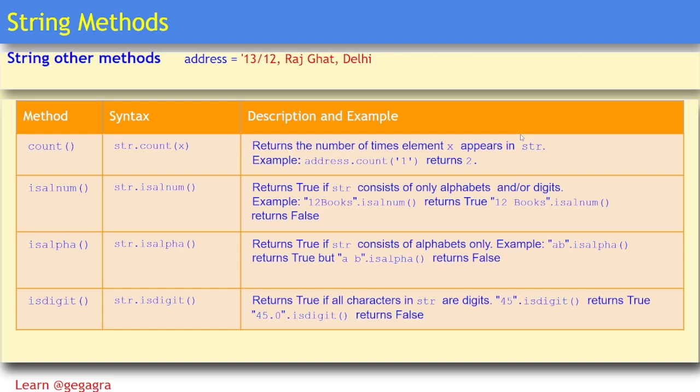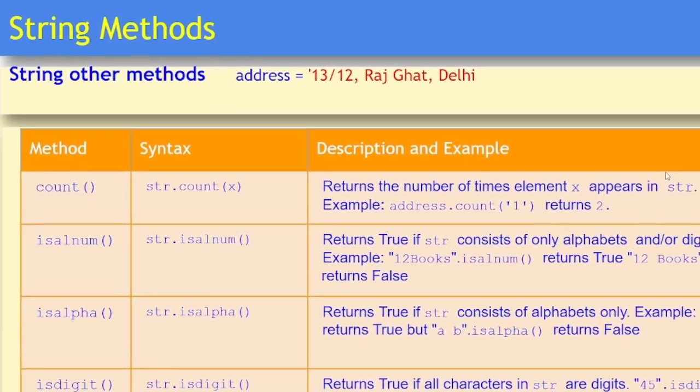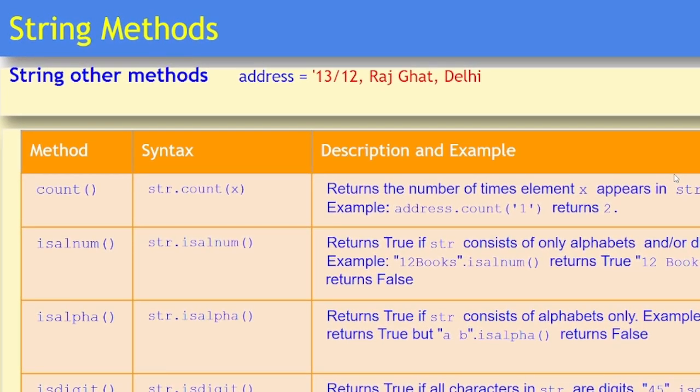The first function I'm taking is count. So how does count work? If there is a string, then you can apply string dot count, and the character means the frequency of this character. So it returns the number of times element x appears in this string. For example, address dot count 1. So see here, this is the address 13/12 Rajghat. It will return 2. Why? Because 1 is repeated 2 times. So the count gives 2 here.